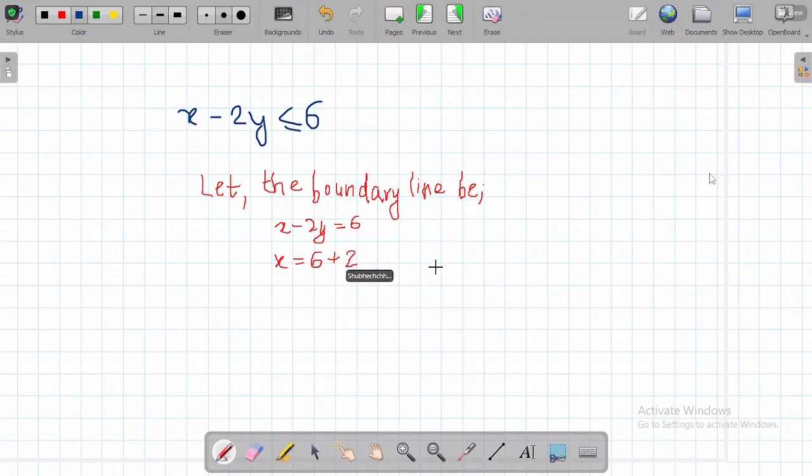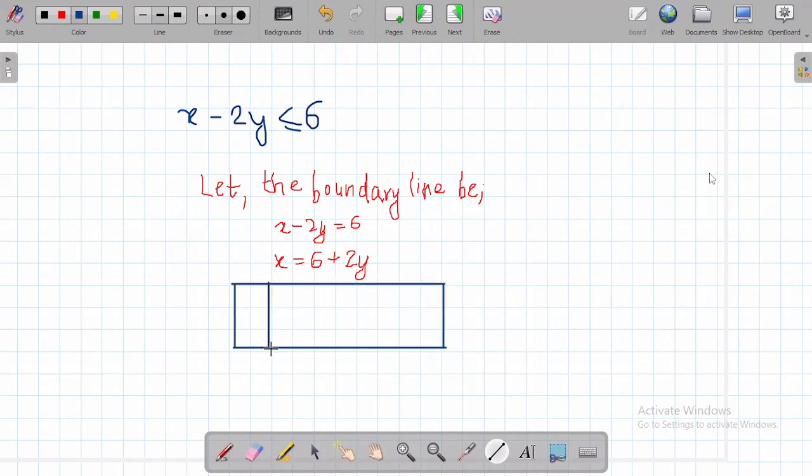Now just wait, Subeksha. Now I'll make the table. Don't worry. Now this is the point which we need to tabulate.